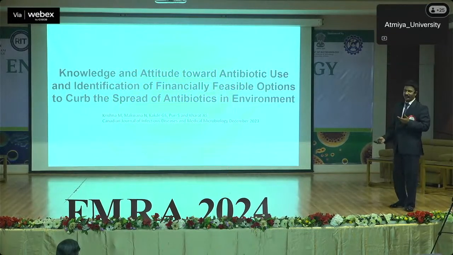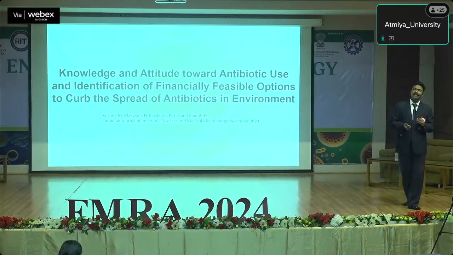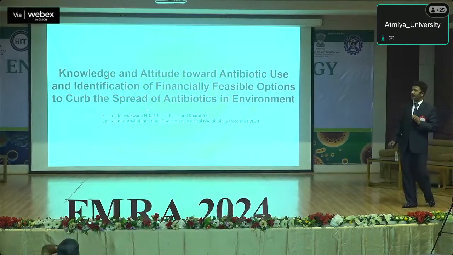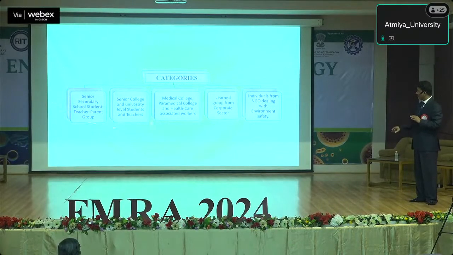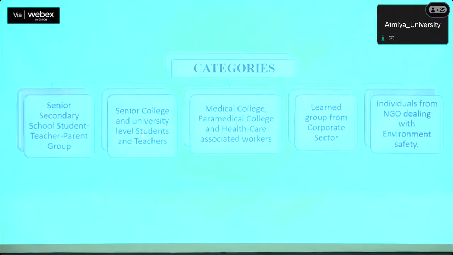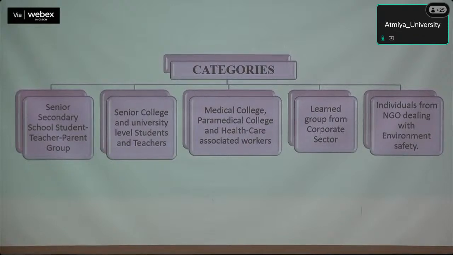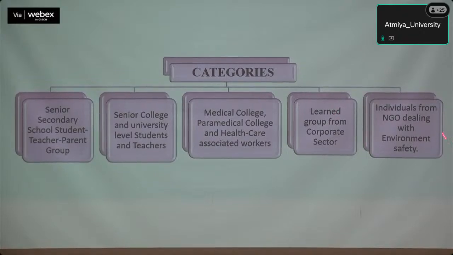So another topic that would directly talk about society, and that recently we have carried out work on under the ICSSR project. Knowledge and attitude towards antibiotic use and identification of financially feasible options to curb antibiotic resistance in the environment, particularly India. We have 972 participants in this case. And there were 5 categories: senior secondary school, 11, 12, PUC, what we call. Then senior college, that is graduate, postgraduate students, their teachers, medical college students, their teachers, paramedical college students, their teachers, learned groups from the corporate sector and NGOs, right?